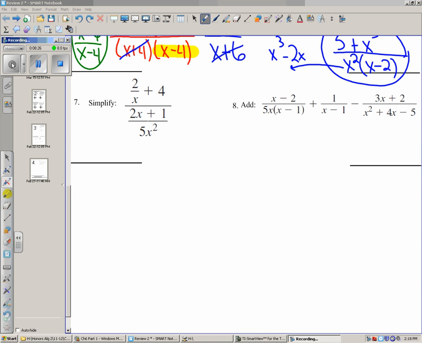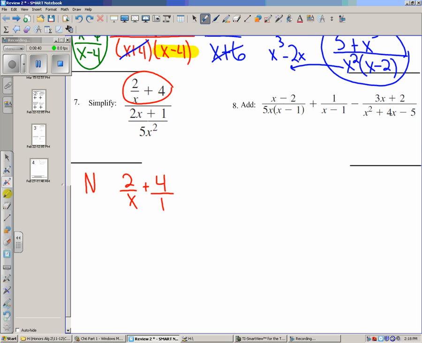All right, with number 7, I'm going to break this into a numerator part, and then I'm going to work on the denominator, and then I'll bring the two together into one problem. So focusing on the numerator, what I'm going to notice is that the 4 doesn't have a denominator, so I'm going to put it over 1. And I'm going to work to get their common denominator, which is going to be x. So I'm going to take the second fraction times x. And then my numerator can just become 2 plus 4x over x. And I'll come back to that later.